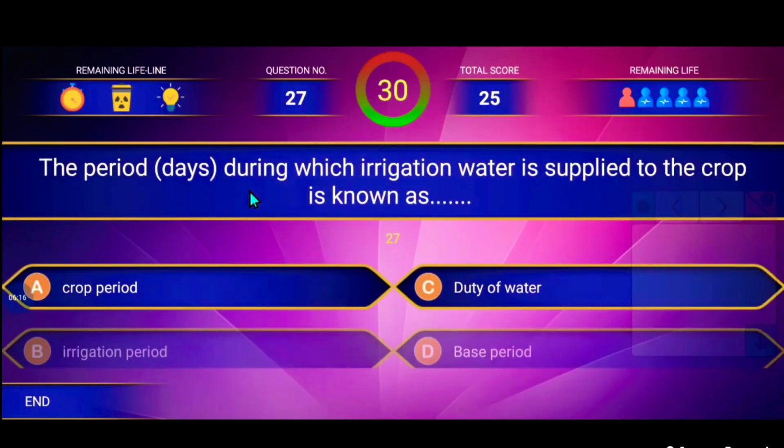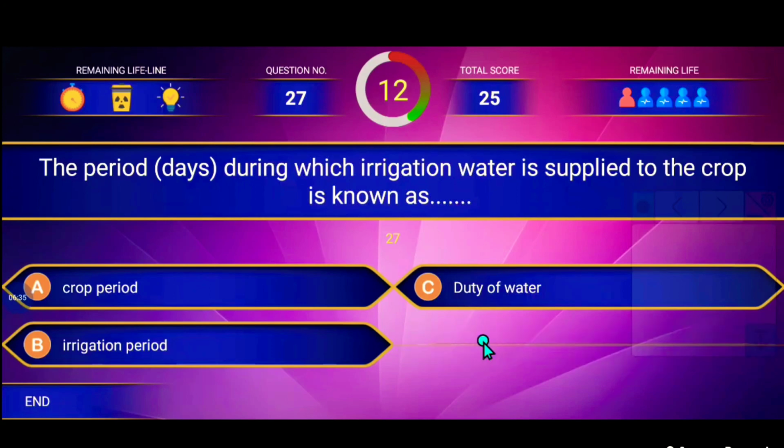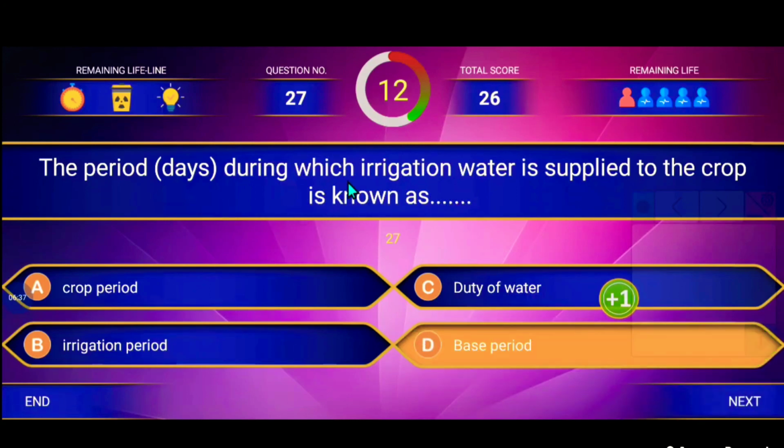Next question. The period in days during which irrigation water is supplied to the crop is known as, first one is crop period, second one is irrigation period, third option is duty of water, and the last option is base period. So the correct option is base period. The period during which irrigation water is supplied to the crop is known as base period.